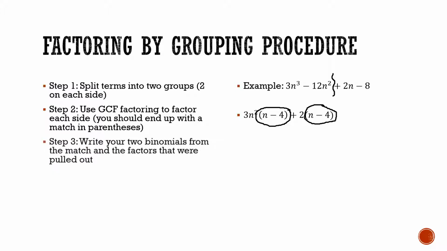Finally, write your 2 binomials from the match and the factors that were pulled out. So, I pulled out a 3n squared and a plus 2. That's going to be one of my binomials, and the other binomial will be the match, which is n minus 4. So I'm left with the quantity 3n squared plus 2 times the quantity n minus 4.